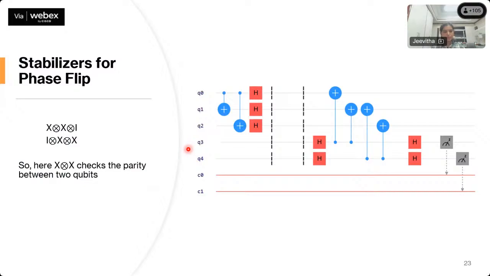So this is the stabilizer for the phase flip. Here also we do the same. Only the syndrome measurement part will differ from the previous circuit, but both circuits will detect Z errors only and will give a similar output. Only the logic is changed here with respect to the syndrome measurement. So these are the stabilizers for the phase flip, and the X tensor X checks the parity between the two qubits.